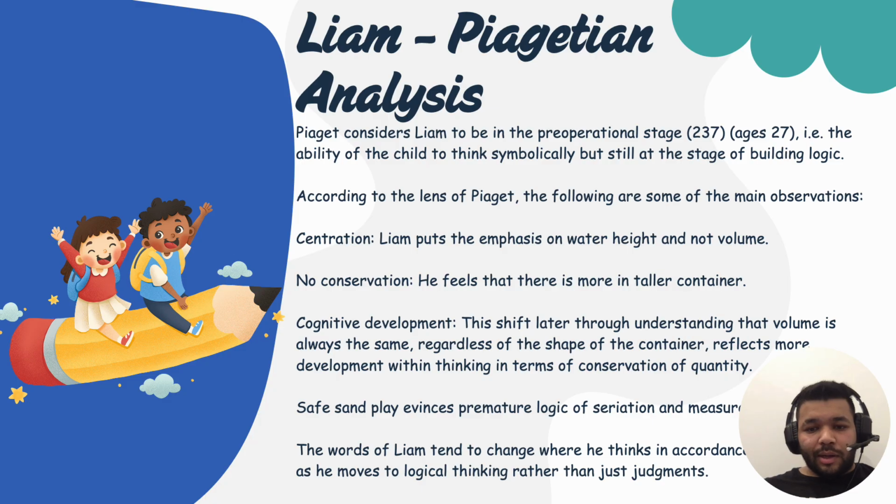According to the lens of Piaget, the following are some of the main observations. Centration: Lime puts the emphasis on water height and not volume. No conservation: he feels that there is more in a taller container. Cognitive development, the shift later, through understanding that the volume is the same regardless of the shape of the container, reflects more development in thinking in terms of conservation of quantity.